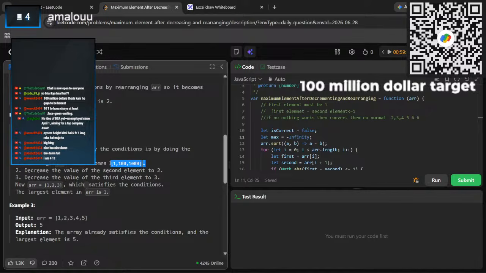So this is like sorting right now. After that, he told me to decrease the value of the second element to 2 and decrease the value of the third element to 3. So now we have 1, 2, 3, where every condition is getting satisfied, and after that we're going to have 3 as the maximum number.